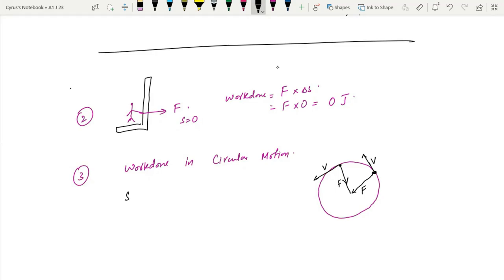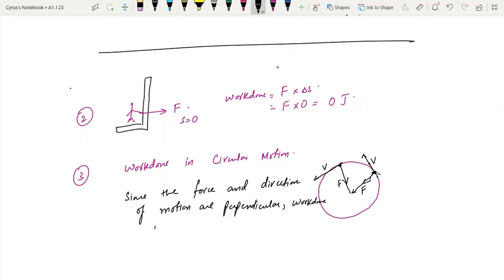So, you always remember that your work done in circular motion is zero. But the force, there is some couple. If we talk about couple, then work done happens. Couple is inside, but this is circular motion. So, since the force and direction of motion are perpendicular, work done is 0 joules. There is another thing that is the work done on a slope.